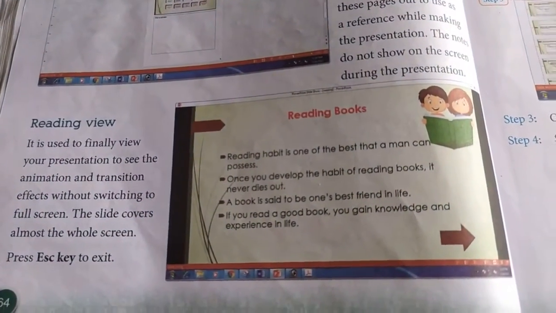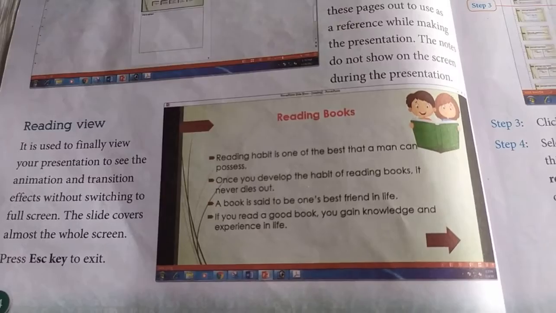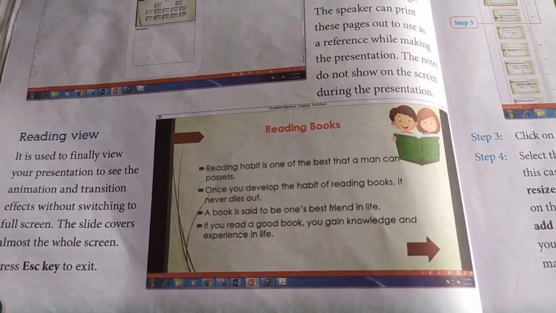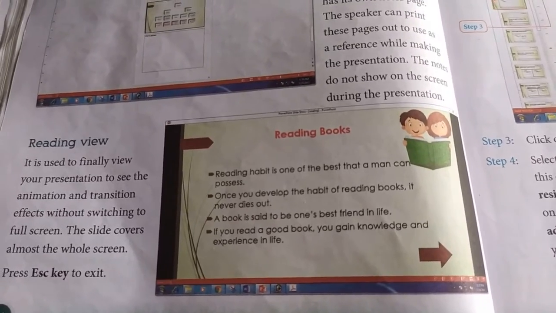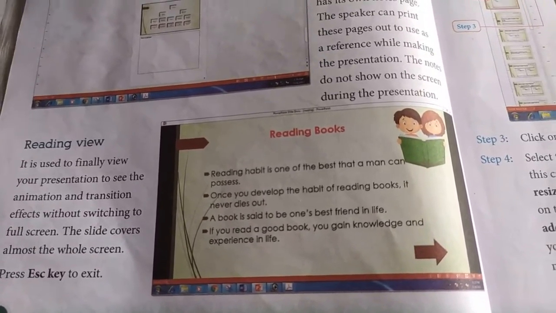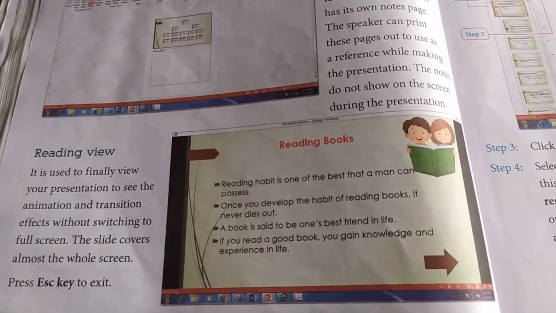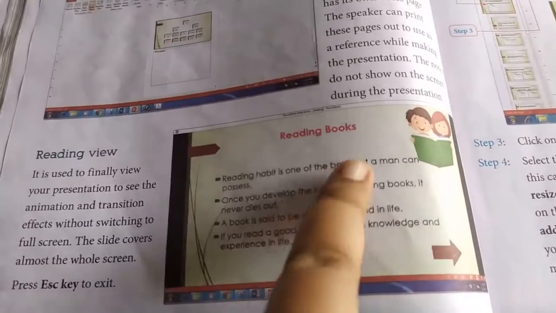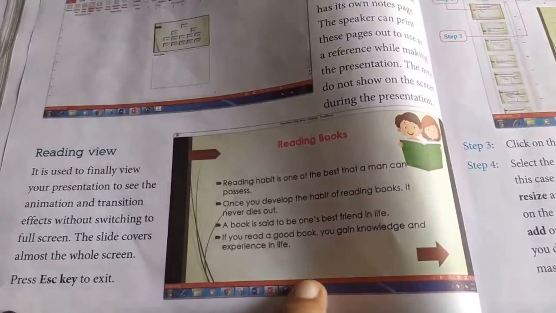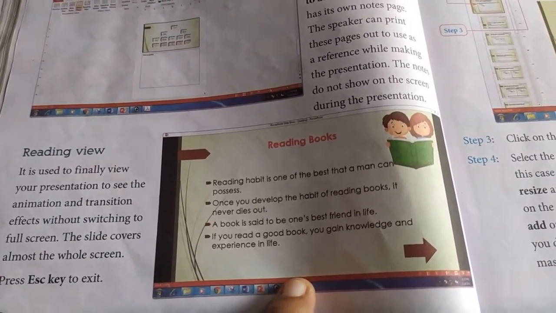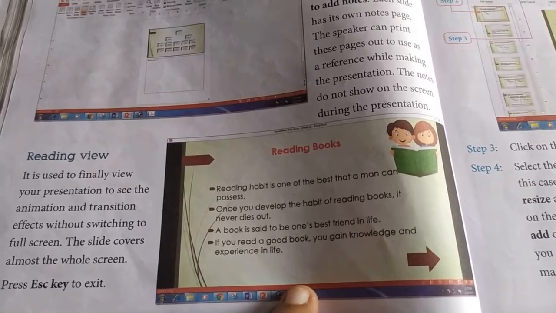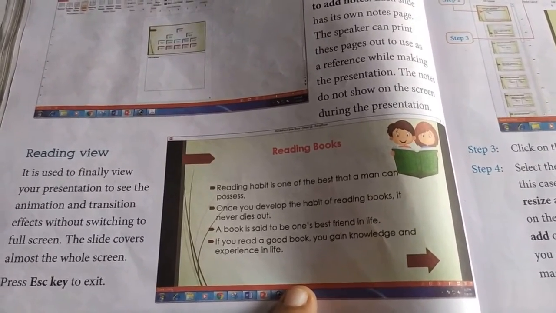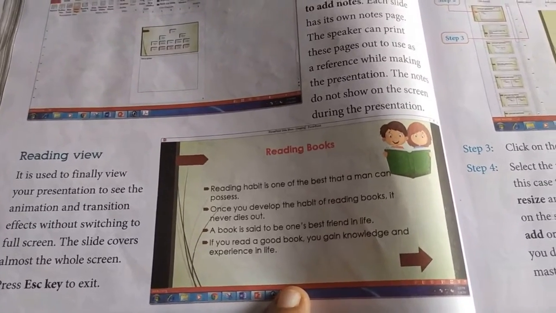Next, we have the reading view. It is used to finally view your presentation to see the animation and transition effects without switching to the full screen. The slide covers almost the whole screen. Press the escape key to exit from here. That means the screen is shown as it will be shown in the presentation. Only the thing is, one by one, the animations and transitions will be shown to us.